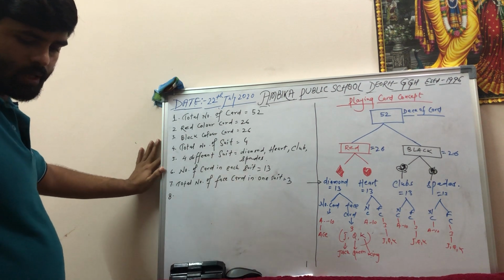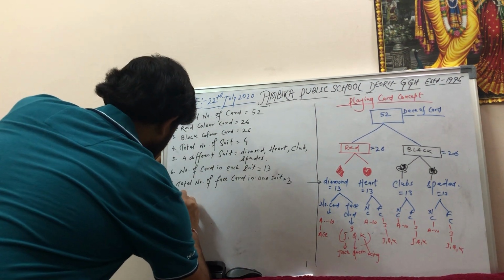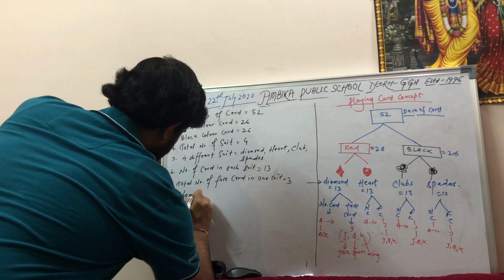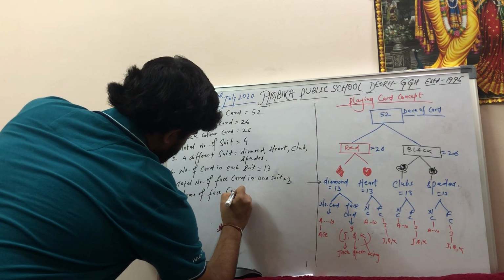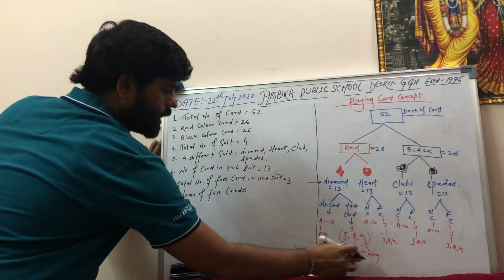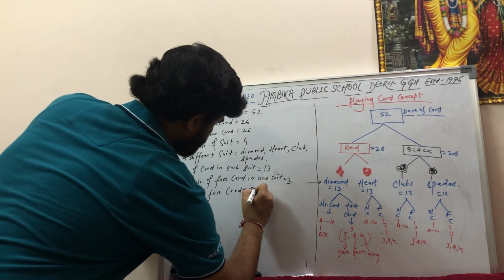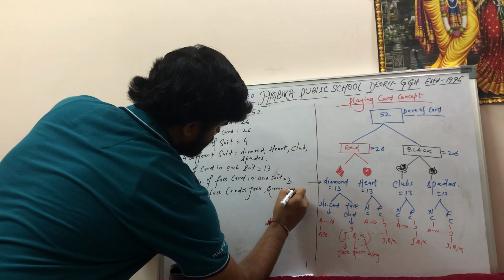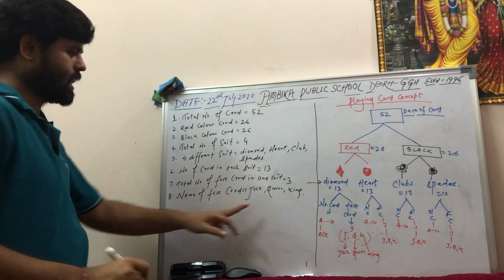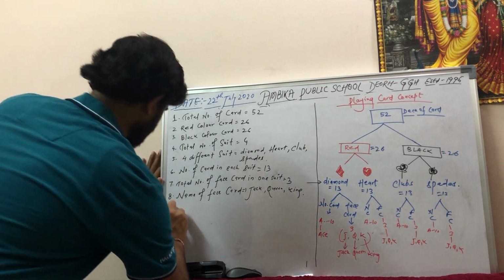Eighth point, name of the face cards. Okay, so what are the names of the face cards? Jack, Queen, King. Jack, Queen and King. Okay.